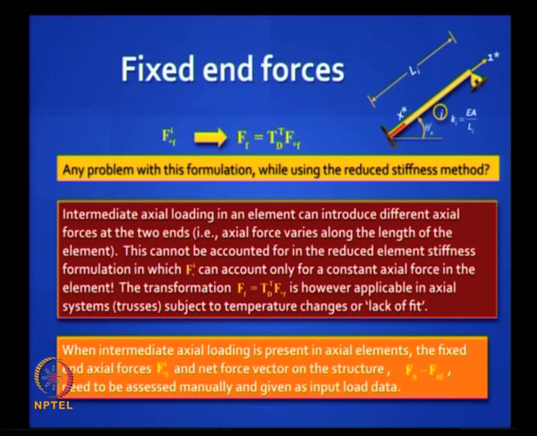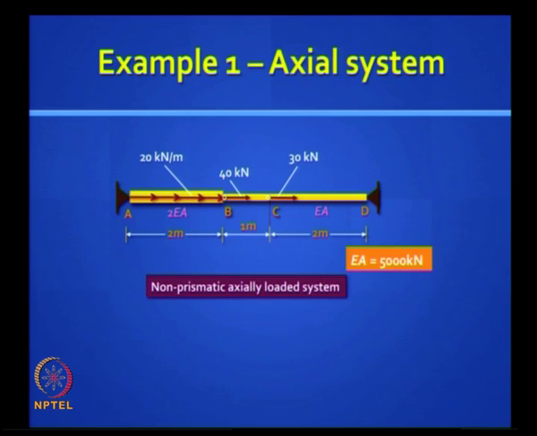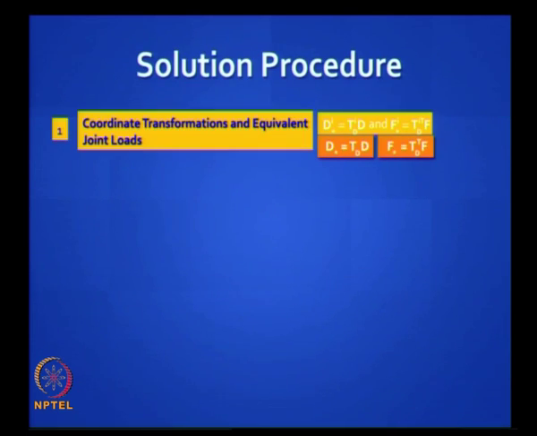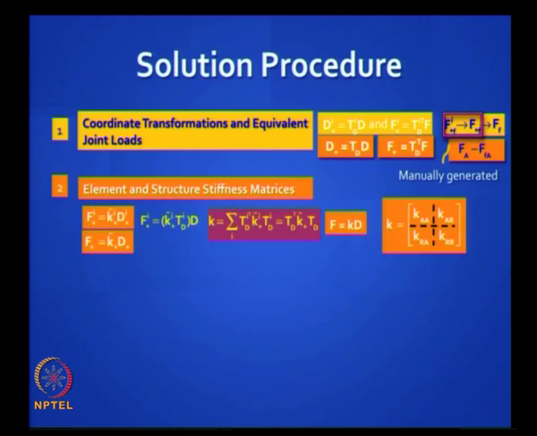Let us demonstrate with an example. So we will take this very problem which we had already solved using the conventional stiffness method. What is the procedure? Well, first you have to find out the TD matrix, then somehow you must get the equivalent joint loads, which we will soon demonstrate, but you have to do it manually, you can't use TD transpose. Then you write down the element stiffness matrix for the elements and generate the structure stiffness matrix. The structure stiffness matrix that you generate by this method will be identical to the one that you solved by the earlier method.